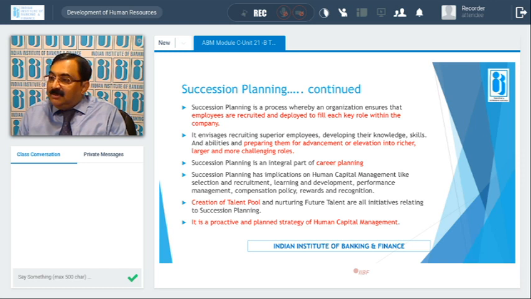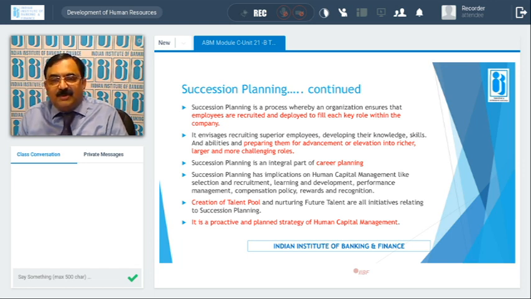Now, continuing with the succession planning. Succession planning is a process whereby an organization ensures that employees are recruited and deployed to fill each key role within the company. It envisages recruiting superior employees, developing their knowledge, skills, and abilities, and preparing them for advancement or elevation into richer, larger, and more challenging roles.